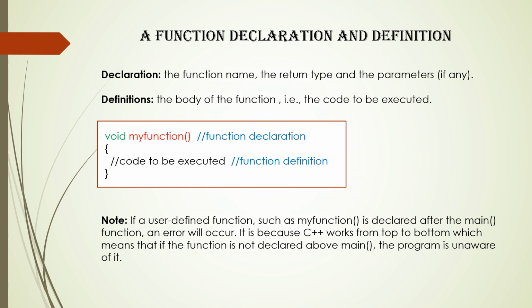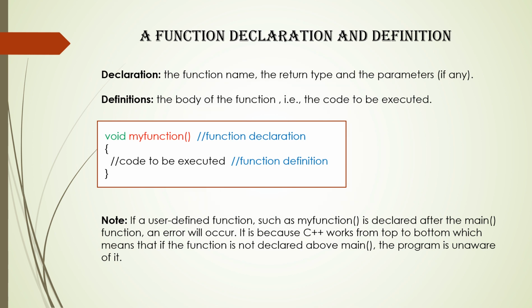Now what is function declaration and function definition? Function declaration is the function name, the return type and the parameters. That is, the creation of the function is called the function declaration, and the function definition is the body of the function. That is the code which the function will hold inside it. See, I have given an example to get a clear view of the difference between these two. One note is also mentioned here.